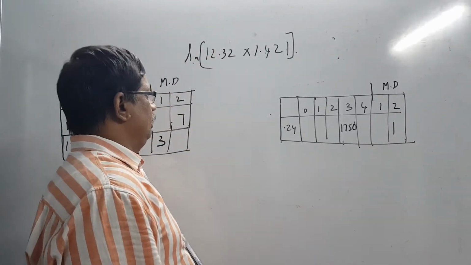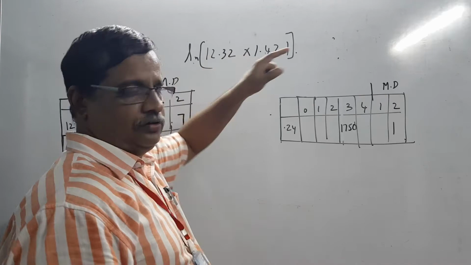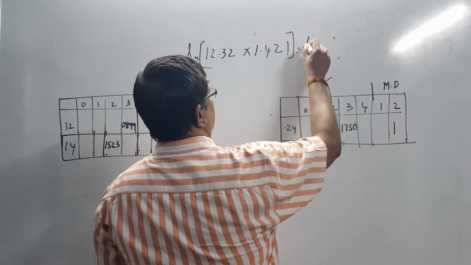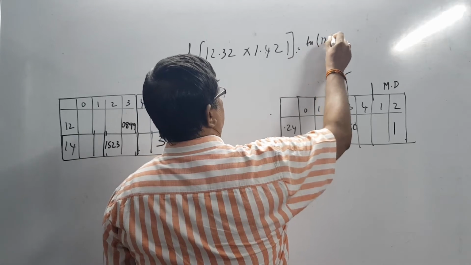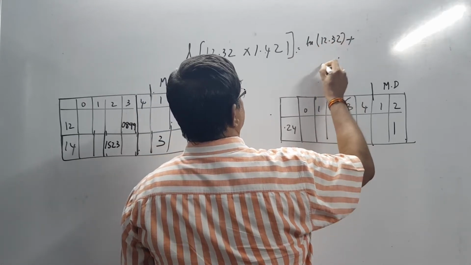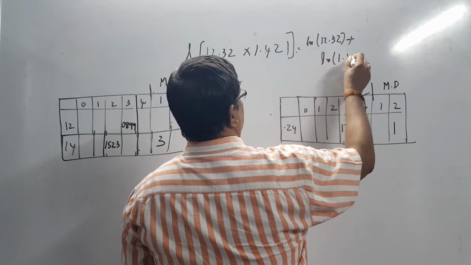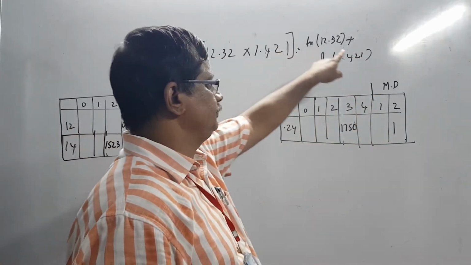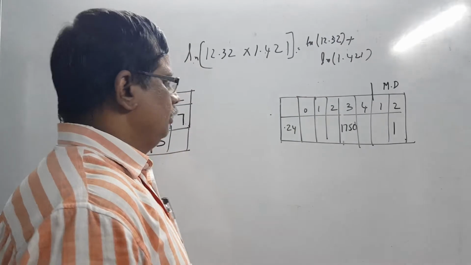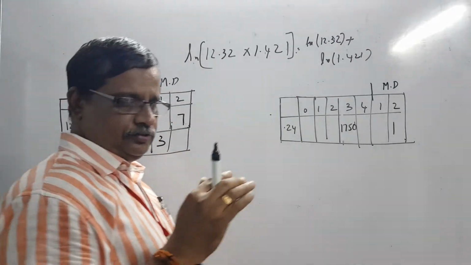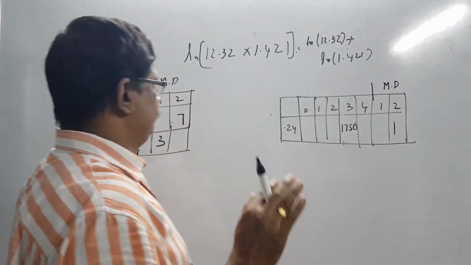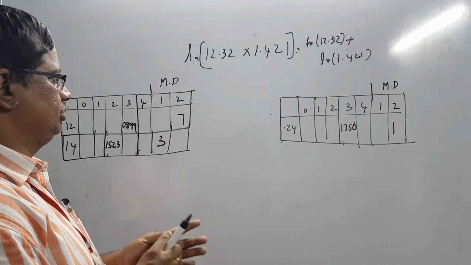I told you that log of m into n is log m plus log n. So this should be the logarithm of 12.32 plus the logarithm of 1.421. Clear? Log mn is log m plus log n. Now let us look at the logarithm table. I think all of you have the logarithm table. So open the logarithm table.